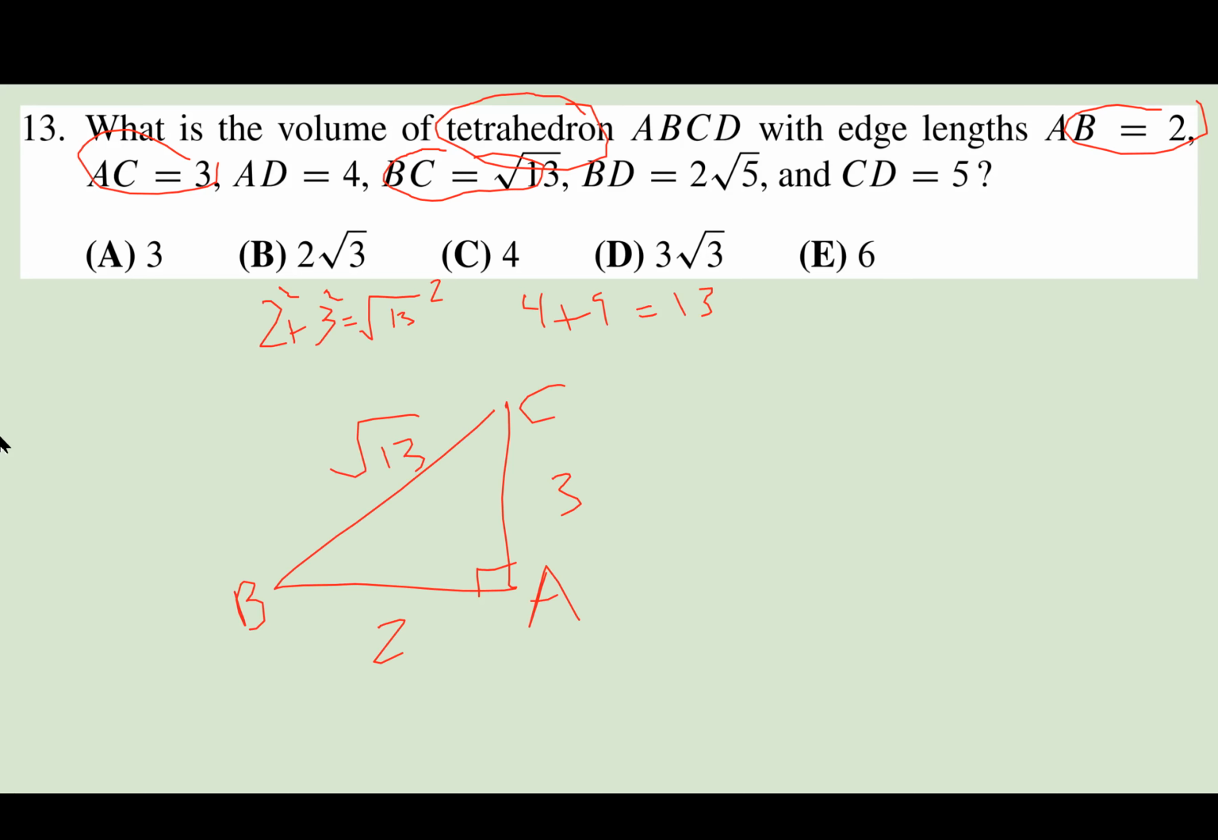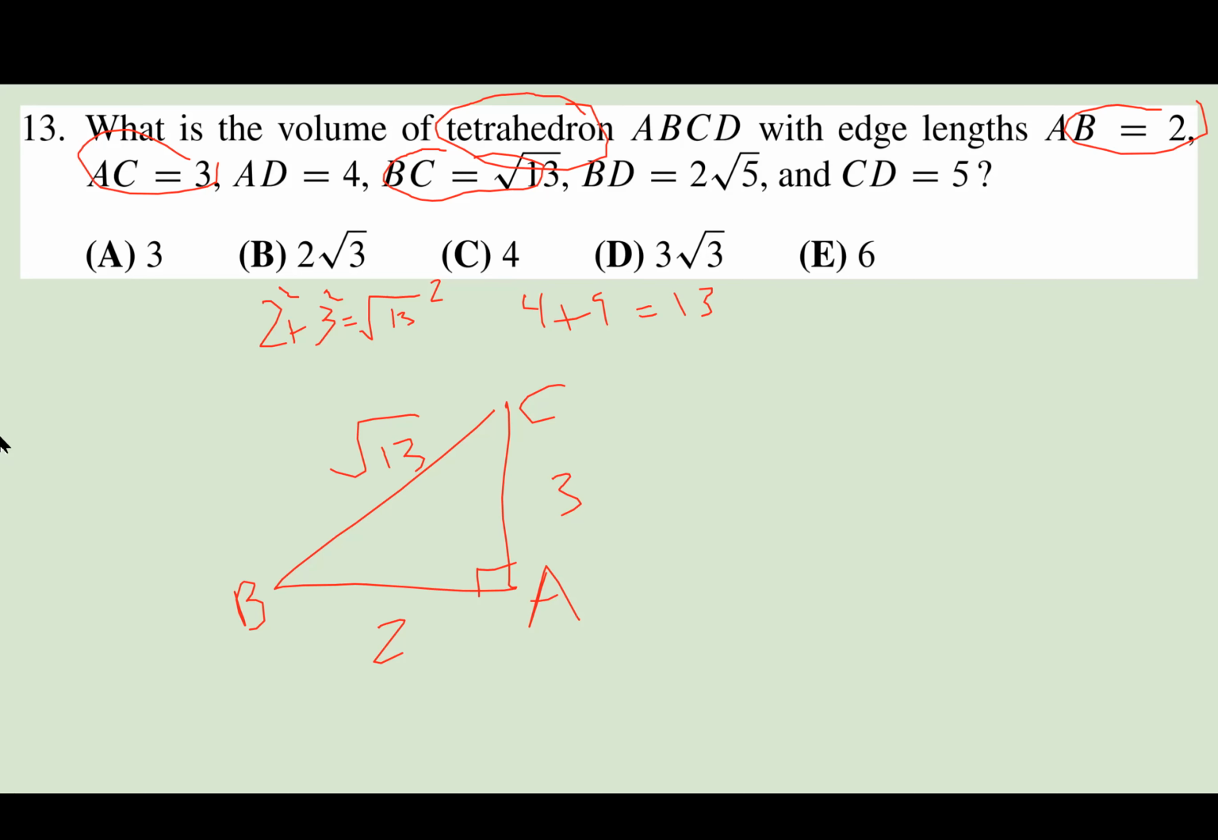So now, what about D? 3 and 5, so that's going to be 9, 9 and 25 makes 34. So that's not a right triangle. But 3, 4, 5, oh, we also have 3, 4, 5, because AD is 4 and CD is 5.